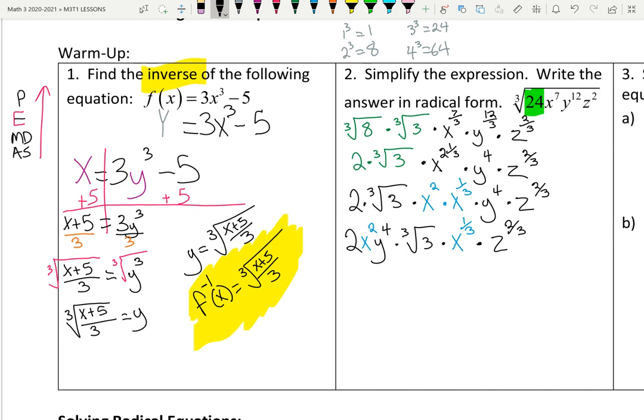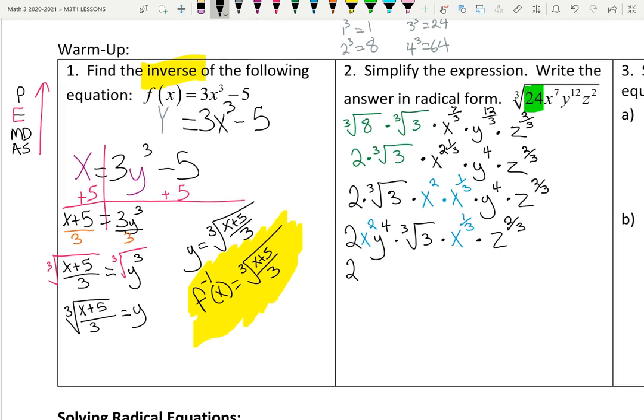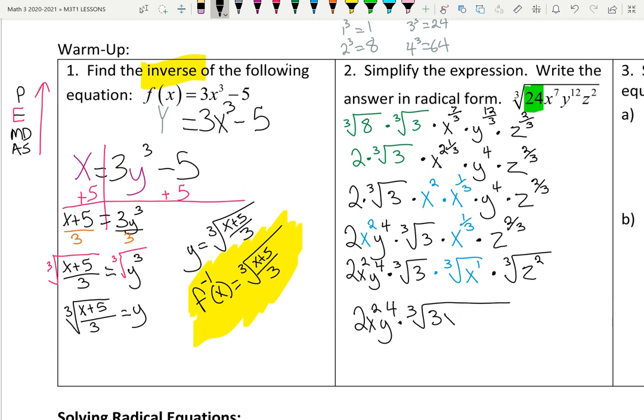Now I'm going to rewrite my x to the 1/3 as a radical. All of this on the left is going to be repeated. I'll rewrite the next one as the cube root of x to the 1st, and again, since the denominator is 3, z to the 2/3 becomes a radical of z squared. They're all the same index, so I can combine them to be 2x squared y to the 4th times the cube root of 3x z squared.